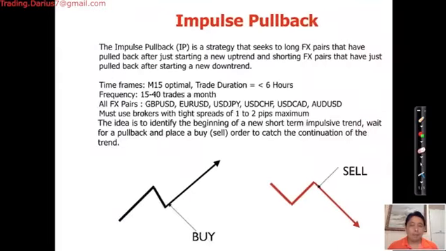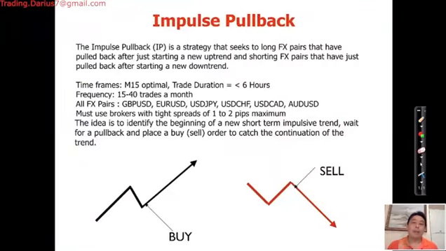M15 style. First, a bit of background about this strategy. This strategy seeks to long FX pairs that have pulled back after just starting a new uptrend, and we're going to go short on FX pairs that have just pulled back after starting a new downtrend. This is a trend following system that gives us the highest edge in winning in the markets. Like I mentioned, this strategy works best on 15-minute candles, or M15. The average trade duration is about 6 hours or less. Of course, at times it may go beyond 6 hours, but definitely less than 24 hours.